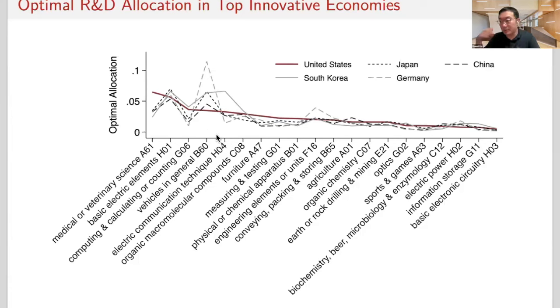So the variation in optimal allocation comes mainly not from the innovation network, because that's very similar across countries. It comes from differences in production structure and differences in the degree of foreign spillovers that countries receive. Because Germany is producing a lot of cars, it should also have more allocation in vehicles. That's exactly right.